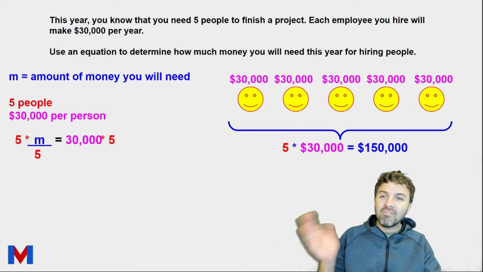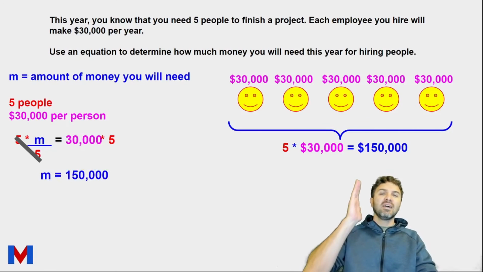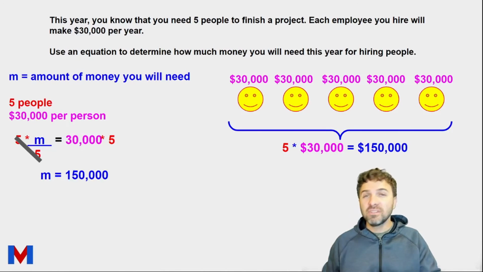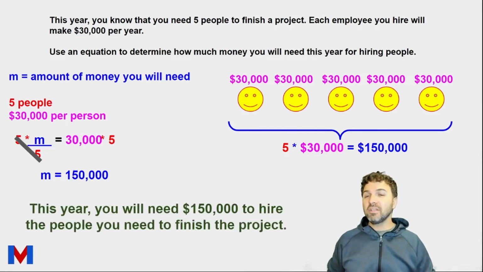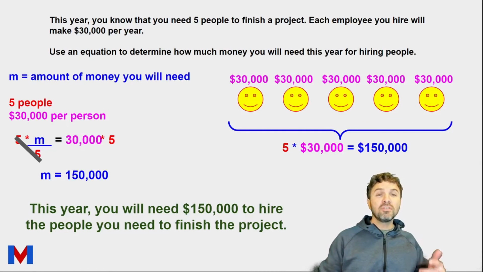And on the left side, I got 5 divided by 5, which is 1. 1 times M is M, and 30,000 times 5 is 150,000. So this year, you're going to need $150,000 to hire people so you can finish this project.